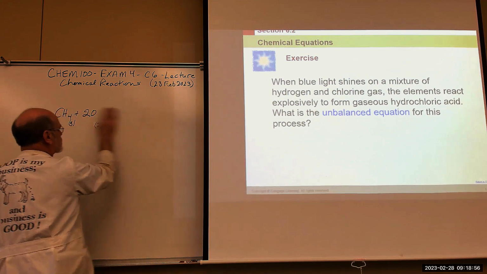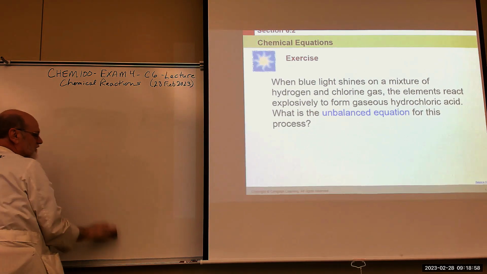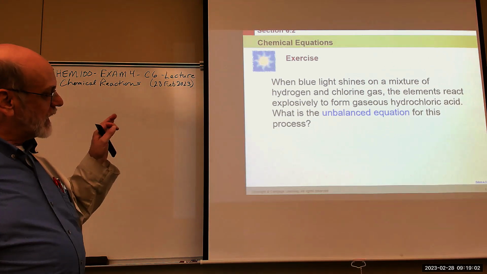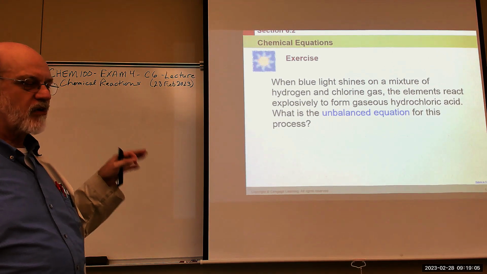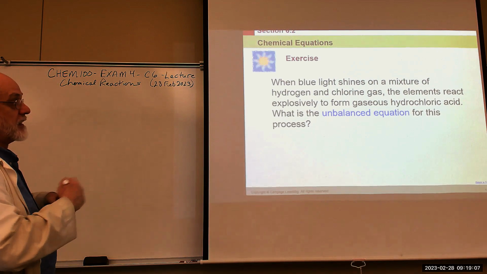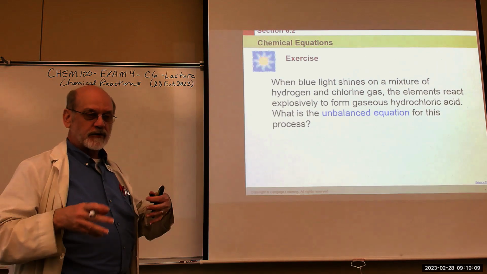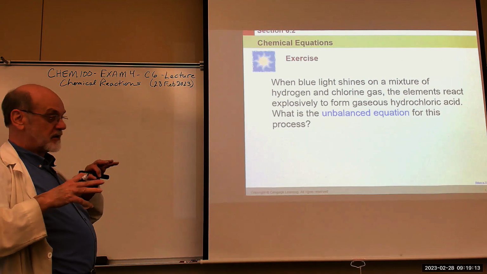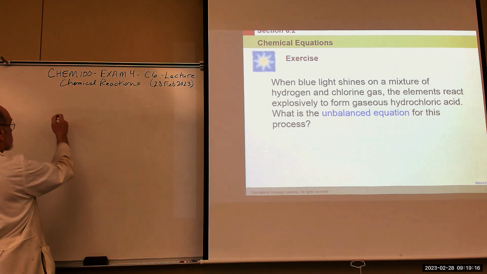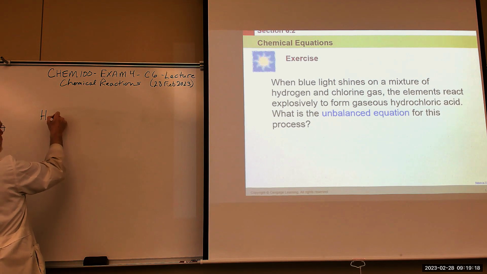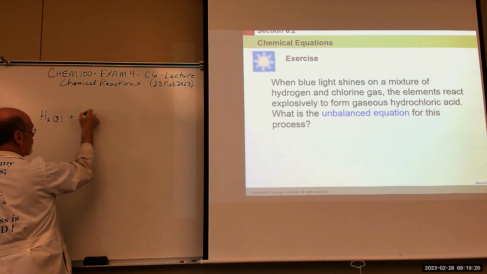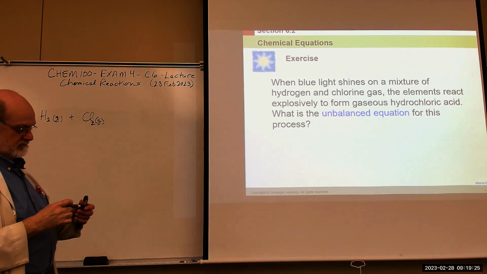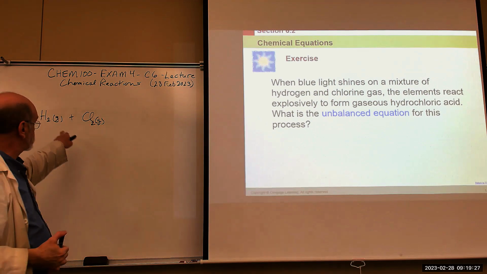So let's see if we can make some sense of this scenario. If we shine blue light on a mixture of hydrogen and chlorine gas, right? It's helpful to, as we go, just extract from that problem what it's telling us. It's telling us that hydrogen gas is in the presence of chlorine gas, right? Both of those are diatomic.